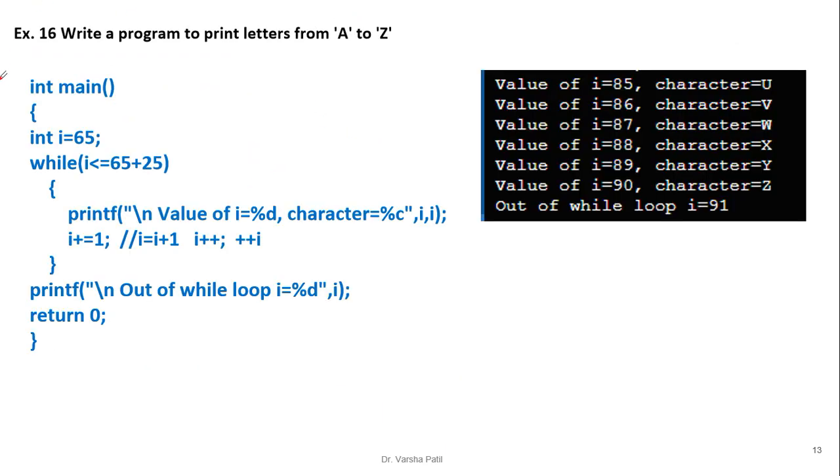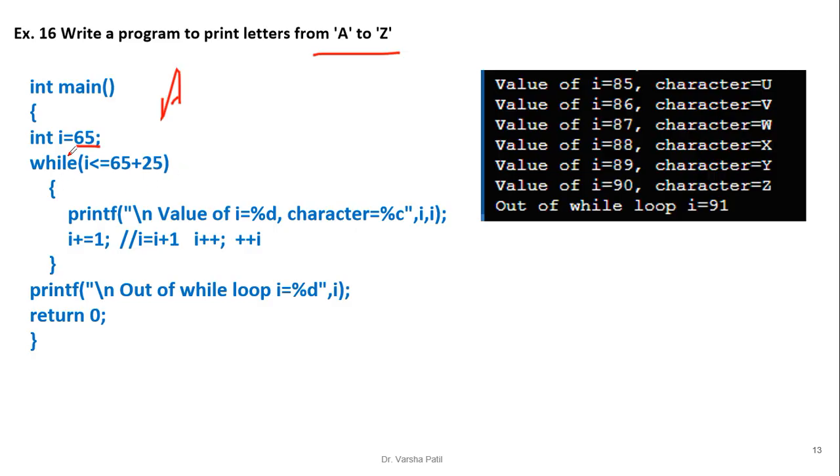Now the next program is to write a program to print letters from A to Z. In my previous video I have covered all these programs in detail, that is, ASCII values. Now you know the ASCII value of capital A is 65, and either we can write 90 or we can write 65 plus 25, because 26 characters are there. Capital A starts with 65, so including this, plus 25 next characters, the total value is 90. So either you can write 65 plus 25 or directly 90.